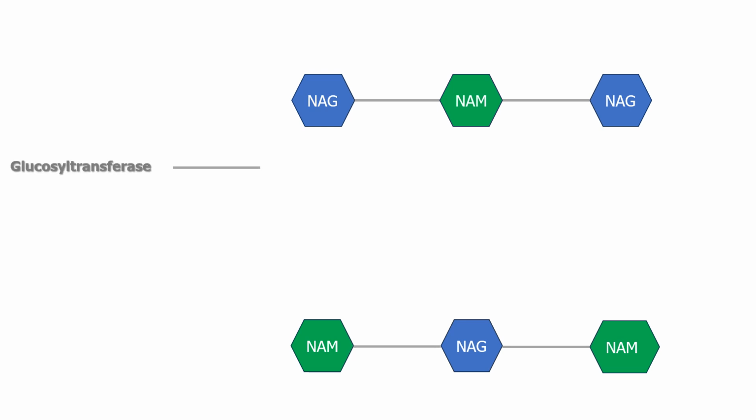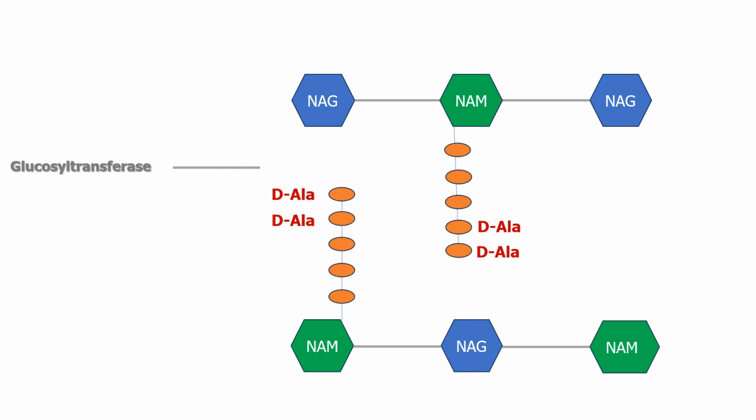When you connect NAG and NAM, you are doing a glycosyl transferase activity. The peptide part of peptidoglycans is a polypeptide chain attached to each NAM. It's a pentapeptide of 5 amino acids. The terminal two amino acids are D-alanine. When you connect the D-alanine in the fourth position of a polypeptide chain to the amino acid in the third position of the opposite peptide chain, you are doing a transpeptidase activity, which is in broken line in brown.